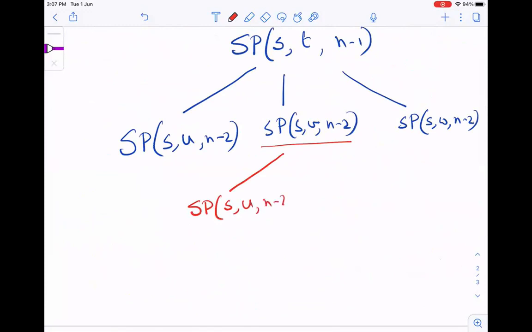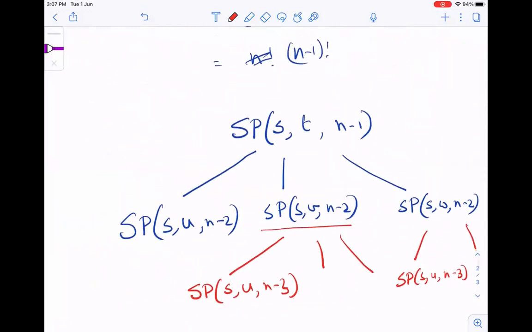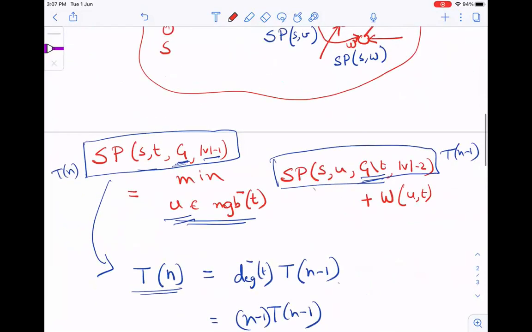N minus 3 over here. Maybe I have some more other edges, right? Similarly, since U was an in-neighbor of W, I will have SP(S, U, N minus 3) over here, maybe some other stuff, right? So since we wrote the recursive thing like this, right?